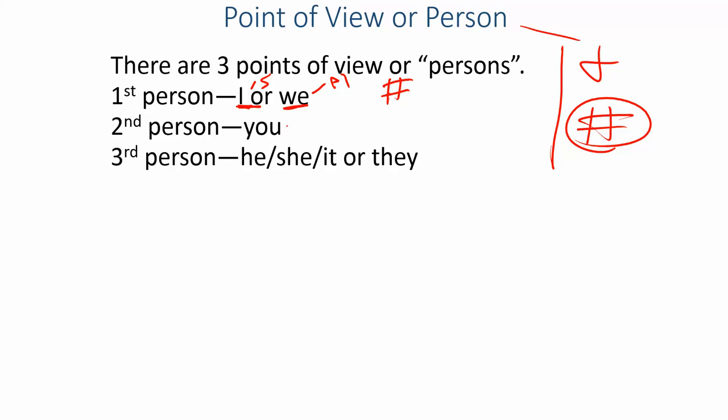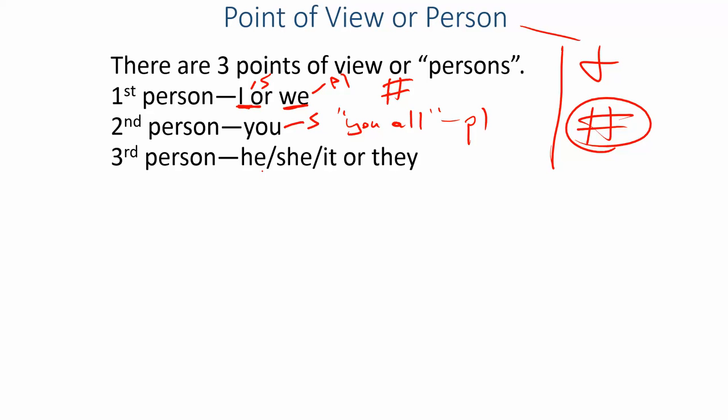Second person is when the speaker is talking directly to someone, and that is "you." The pronoun for that is "you" in the singular. It's also "you" in the plural, though I will often say "you all" or "y'all" because, you know, I'm from the South, to indicate the plural.